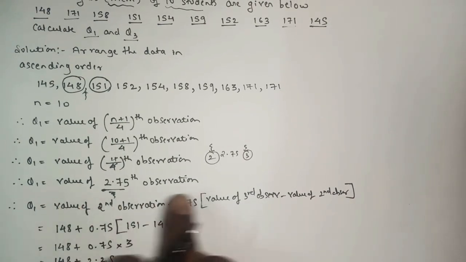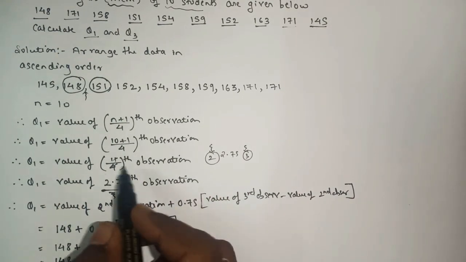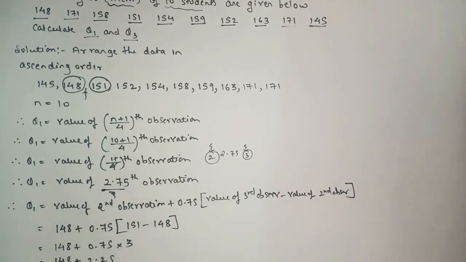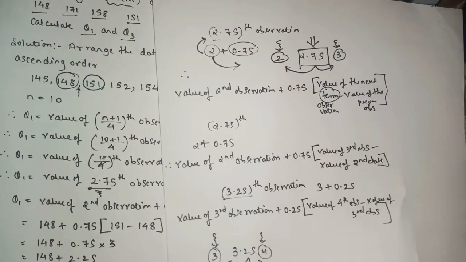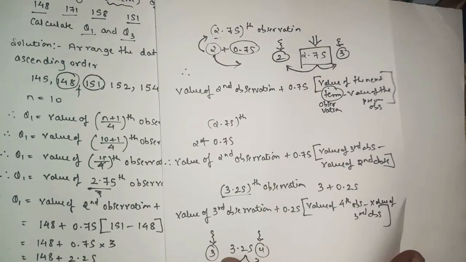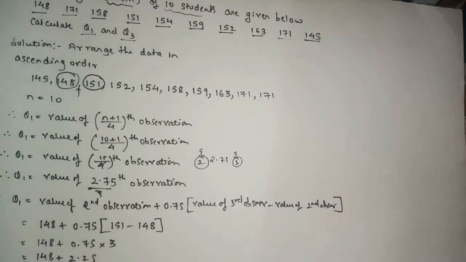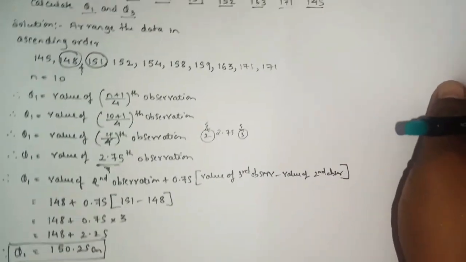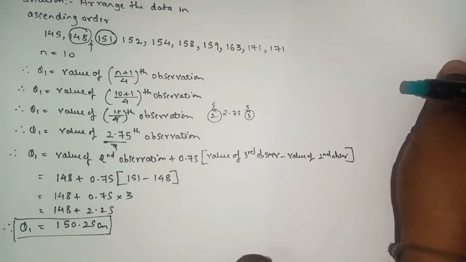I hope you all understood how to frame the formula according to the value which we get in the sum. And I had explained here by taking these two examples, 3.25 and 2.75. Yes or no? It is very simple, and we can check whether the answer is correct or not. Not exactly, just approximately we can check whether it is right or wrong.